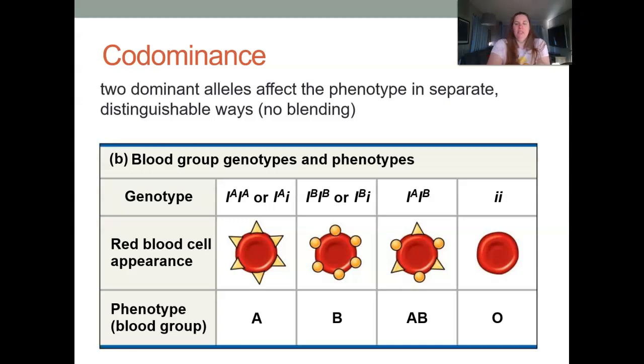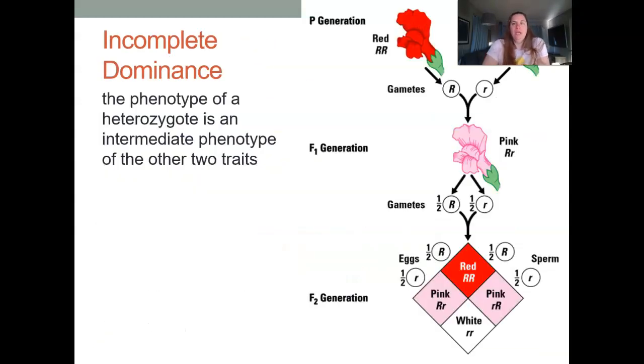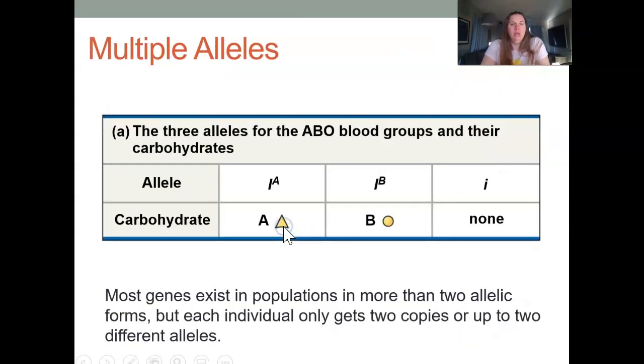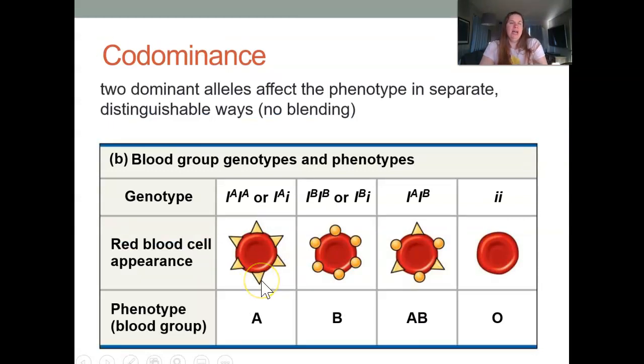So in incomplete dominance, let's just go back to this. We had a true blending of the red and the white to end up with this pink phenotype. So we actually had a third phenotype occur. Whereas in codominance, if we have a heterozygous individual, we could have both of those traits being expressed independently of each other at the same time. So let's look at what happens here.